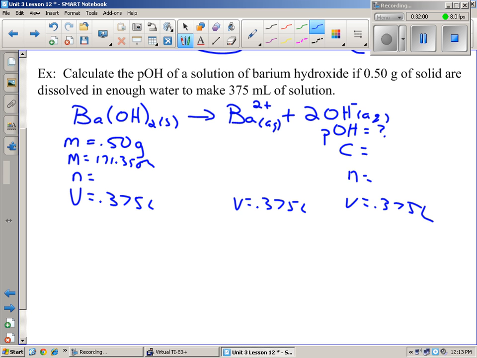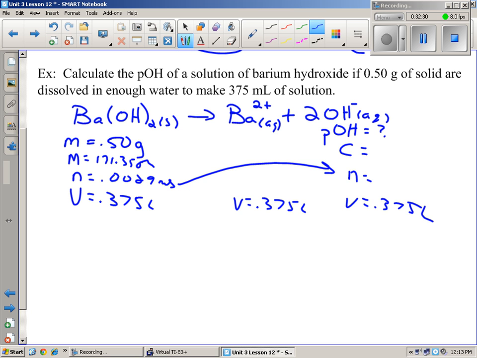So exactly the same as the last one, okay? And we get 0.0029 moles. Now, this is where you have to be careful. Where the acids will always be a 1-to-1 ratio, these can be a 1-to-1 ratio, but they can also be more than that. And I will probably ask you this one, because this is the one that you're going to mess up on.